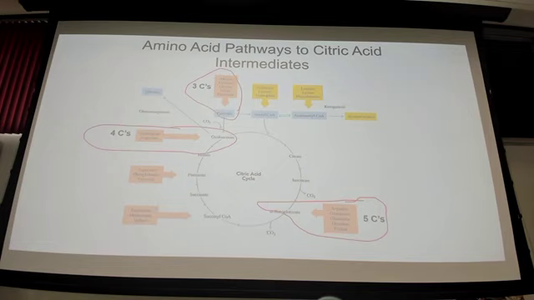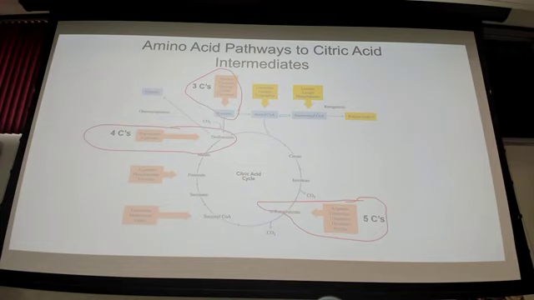So in general, you have a 3 carbon amino acid. Its carbon skeleton will be used to produce pyruvate. You have a 5 carbon amino acid. Its carbon skeleton will be used to synthesize alpha ketoglutarate. And if you have a 4 carbon skeleton from an amino acid, that will be used as oxaloacetate.